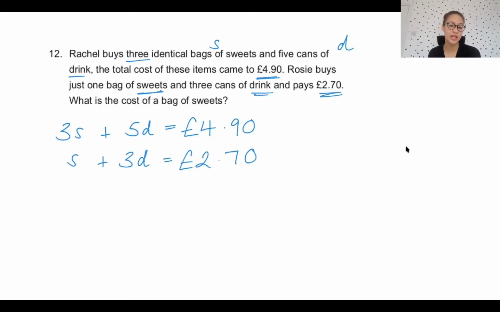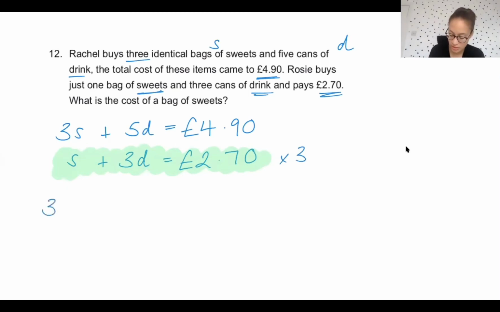Now we can't subtract these because we'll just be left with the price of 2 bags of sweets and 2 drinks, and that doesn't help us. What we're going to have to do is get the same number of either sweets or drinks. So let's take this, and I want to multiply that by something. So either the sweets are the same or the drinks are the same. So I'm going to multiply it by 3. So I'm going to multiply everything in that row by 3.